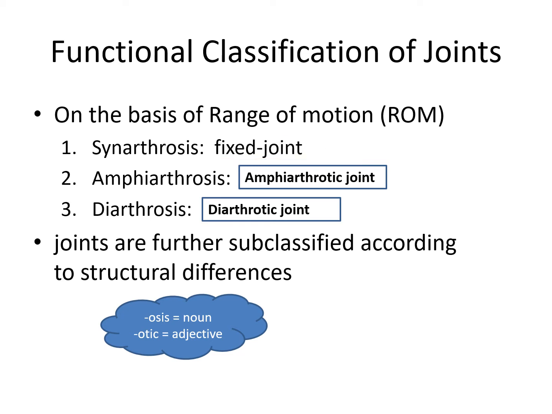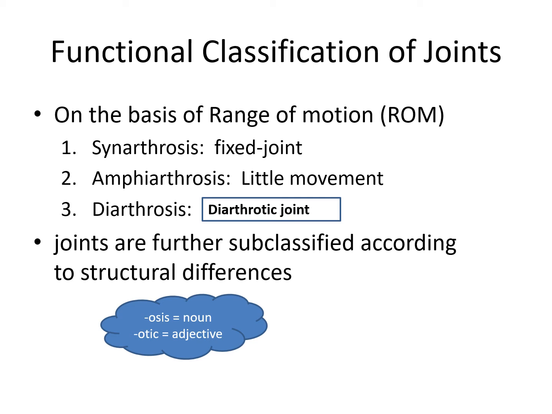In amphiarthrotic joint or amphiarthrosis, the joint has very little or some range of motion. So which means it has very little movement. An example of amphiarthrotic joint is pubic symphysis.